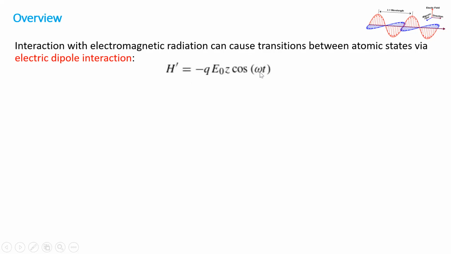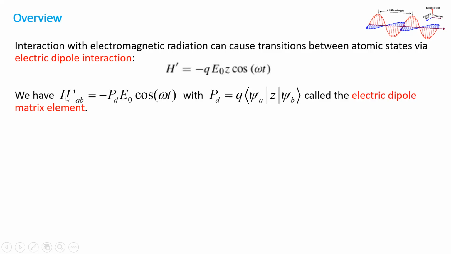It's E naught cosine omega t, which would be the electric field strength here, since it's the electric dipole interaction. And then Q times Z, for the charge which is being driven, for the electron which is being driven by the electromagnetic wave, Q times Z is the dipole element, or the electric dipole. So that's why it's called the electric dipole interaction. So it'd be minus the electric dipole QZ times the electric field strength, equal to the interaction between the electric field and the electric dipole. Okay, so that's what we have here.